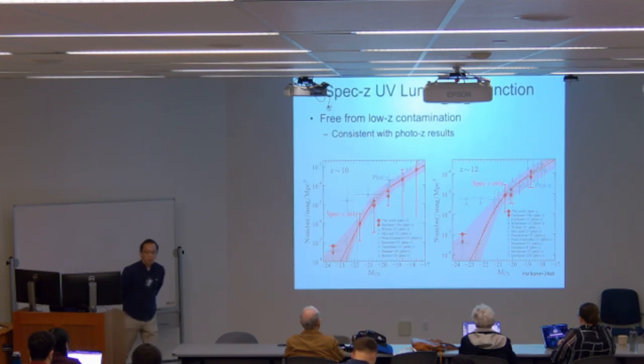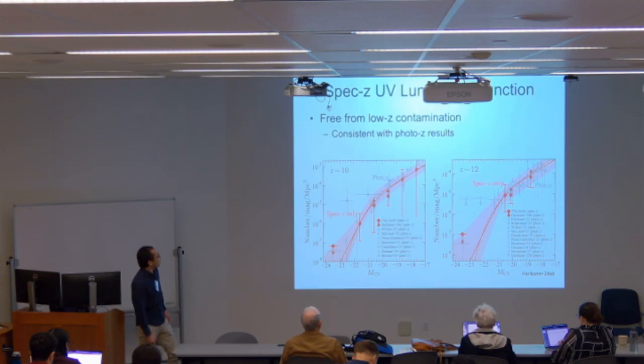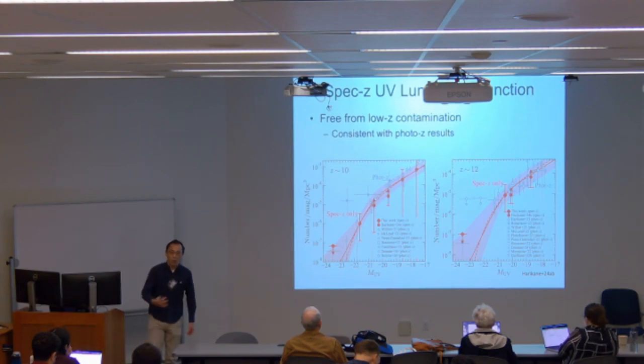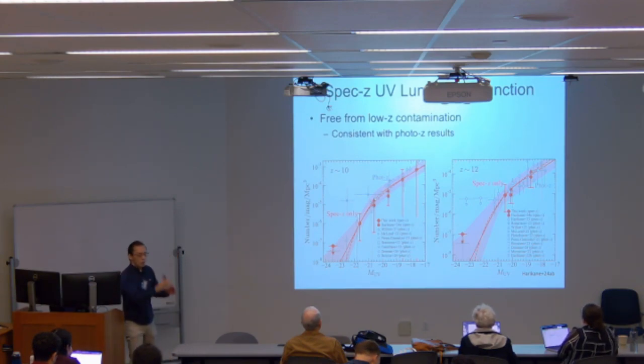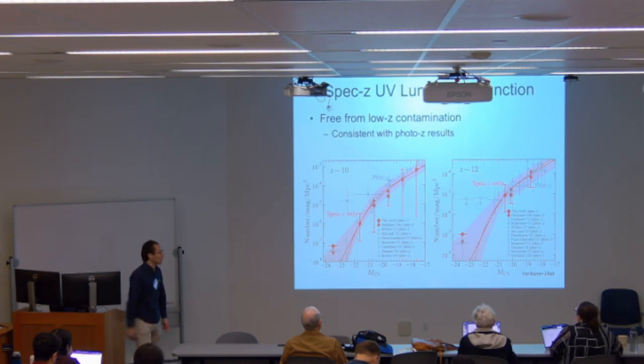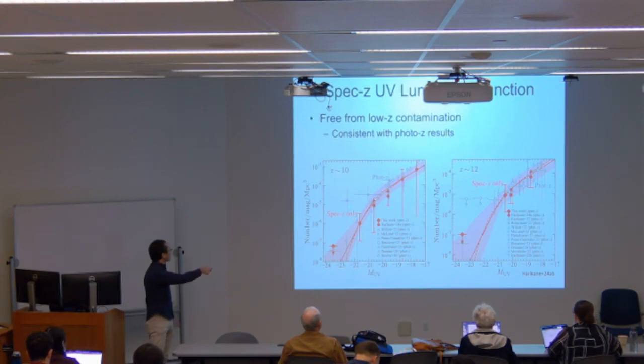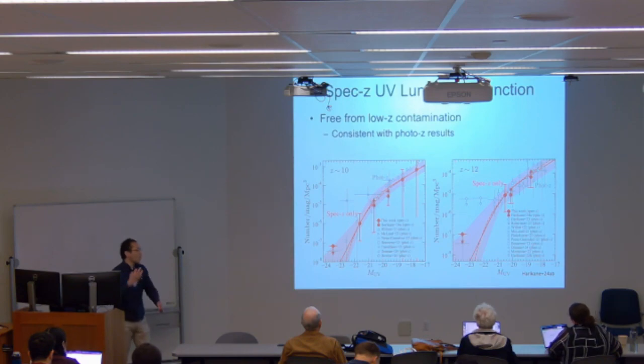Then we calculate the number density of the spectroscopically confirmed galaxies. These two panels show the UV luminosity function at redshift 10 and 12, and these red data points show the constraint from the spectroscopically confirmed galaxies. Because we are counting only the spectroscopically confirmed galaxies, there is no concern about low redshift interlopers. This gray data point shows the results from photometric candidates. We found that our spec-z constraints are consistent with photo-z results.